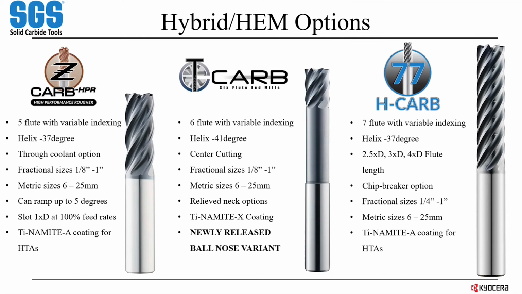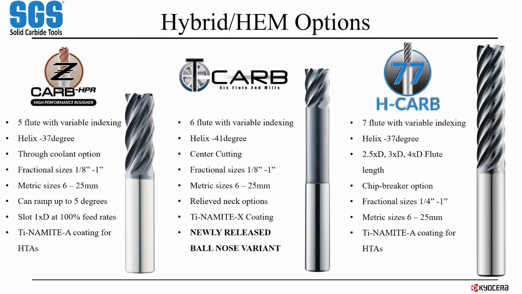The Series 77, the H-Carb, this is an incredible tool. We released it a little over a year and a half ago, and we've just had nothing but great success with it, especially when you're trying to get into deeper axial engagements. This is the go-to tool for that. So it's a 7-flute design with variable indexing. It has a 37-degree helix. You can get it in a 2.5, a 3, or a 4 times D length of cut.